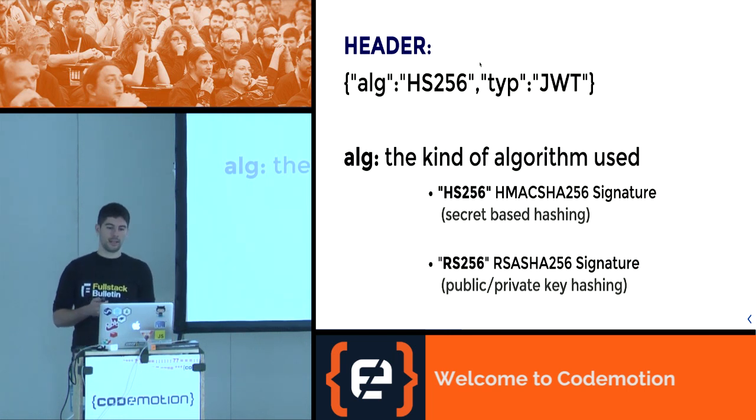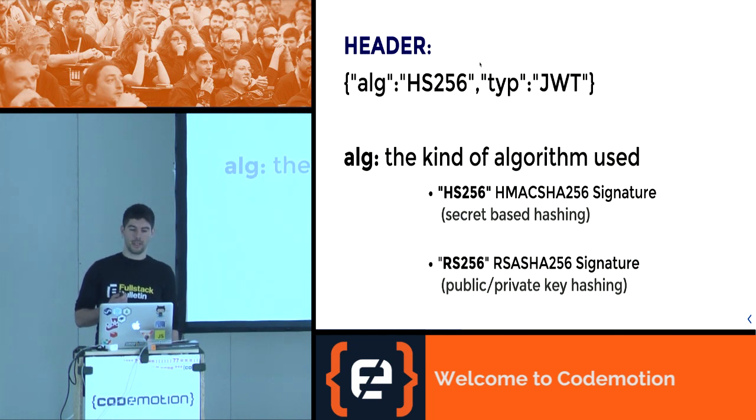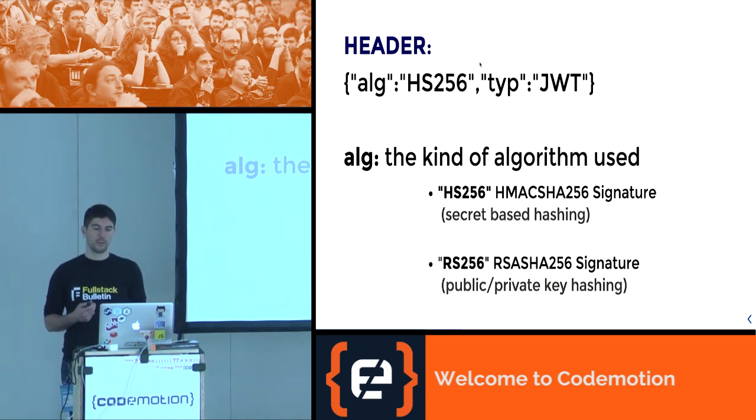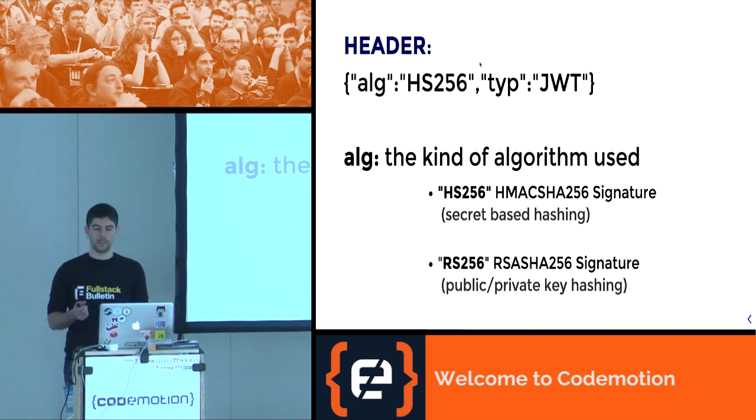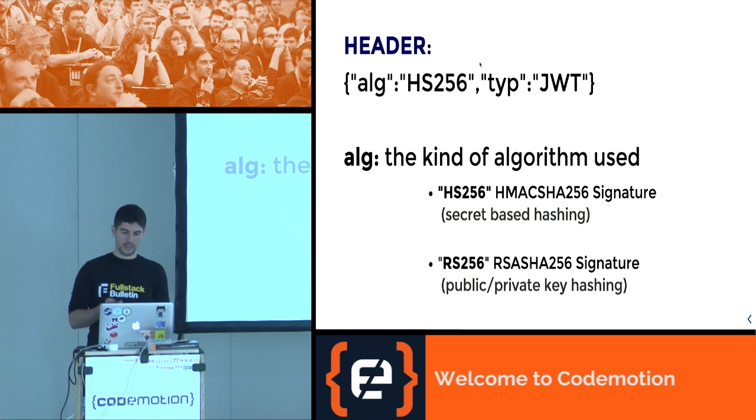Let's have a better look at header. Header has two properties here. And the first property is the most important, and it's the algorithm. It basically identifies which algorithm we want to use to create the signature of this token. There are different opportunities. The two most common ones are HS256, which is secret-based hashing, and then there is RS256, which is public-private key hashing. We will see in more detail the first one of those two, and I will give you some insight on the last one at the end of the talk.